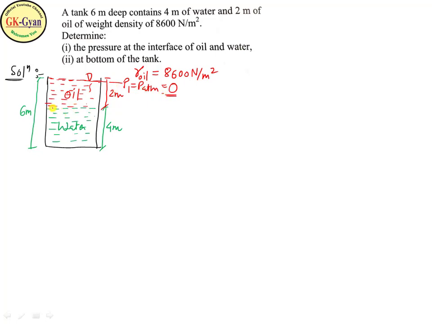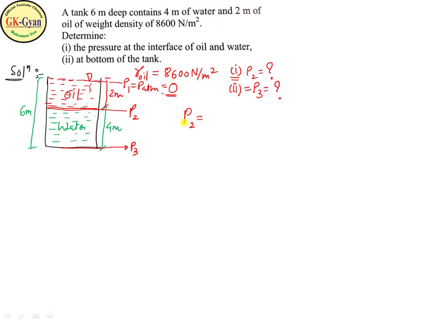This will be P1. Now the pressure at the interface of oil and water will be taken as P2. This is the interface of water and oil. And at the bottom, the pressure will be P3. So what you have to calculate first? The pressure at the interface of oil and water, that is P2, and the pressure at the bottom of the tank, that is P3. So you have to calculate first P2.